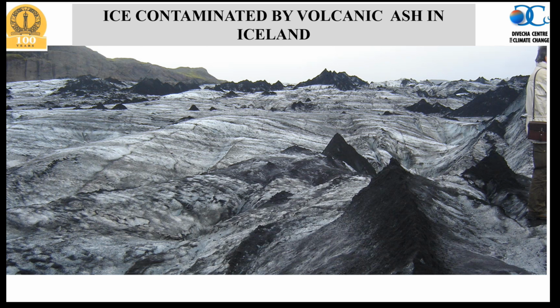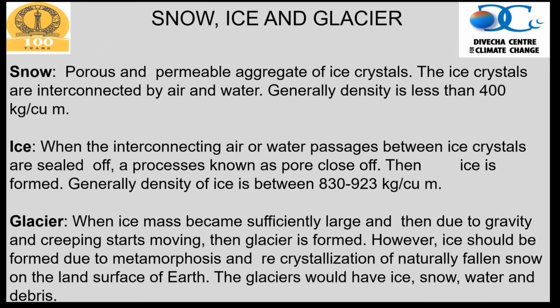So you can see that the glaciers can have different characteristics. They look very different, and because of that, they have a different albedo, and it can change the melting characteristics. So that is where it is important to understand. So let us understand some of the differences, how we will differentiate between snow, ice, and glacier.